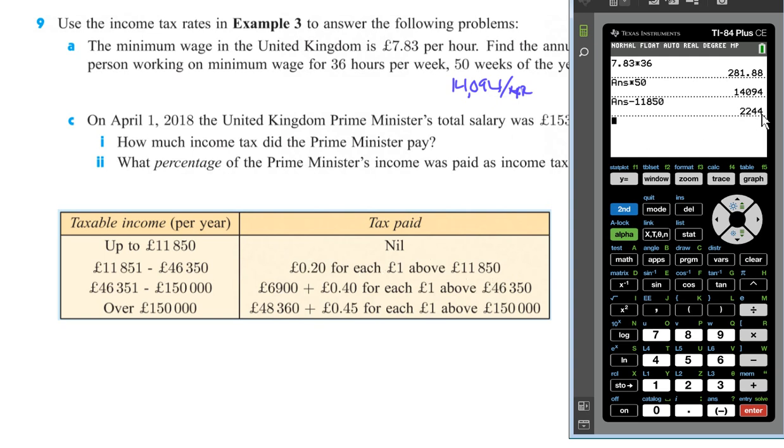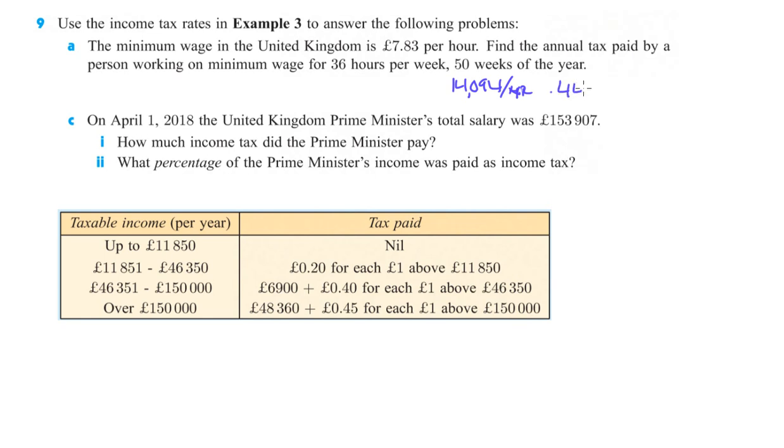So we take that 2244, multiply it by 0.2, and that means their taxes for the year are going to be 448.80, or 448.8, and that's our pound symbol there. So that's how much total tax they pay over the year.